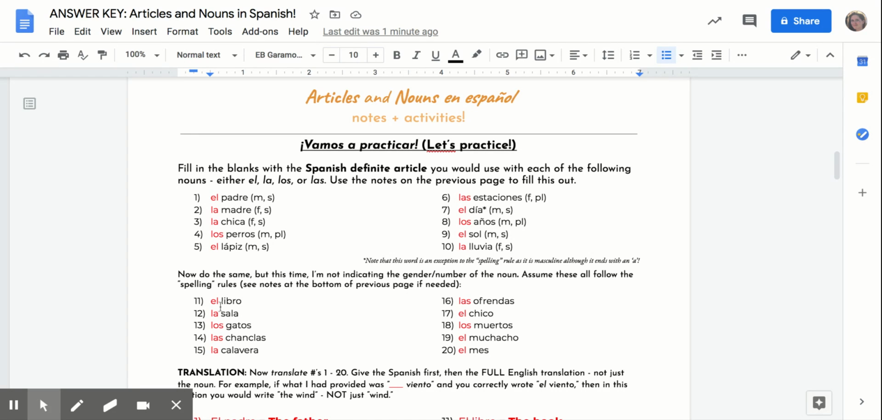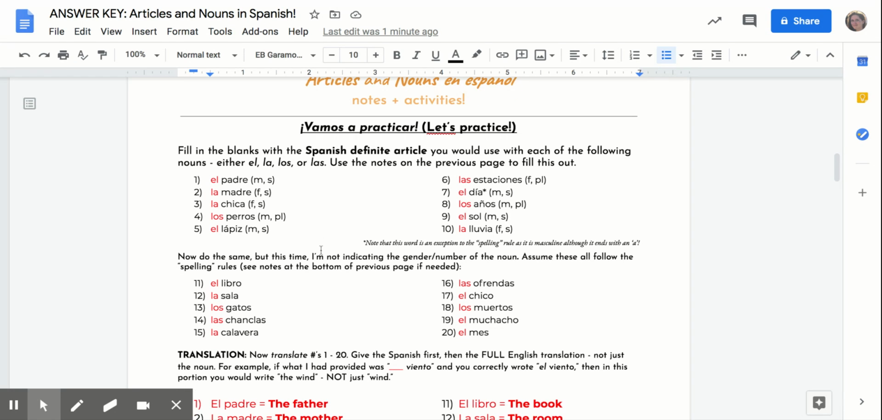So look at what articles I have put in here, and then observe the noun that goes with them, and see if the spelling indicates to you that the article that's used is the correct one. And if not, read through the notes and see if you can determine how these were the correct answers, okay? And I did double check them. They should all be correct, okay?